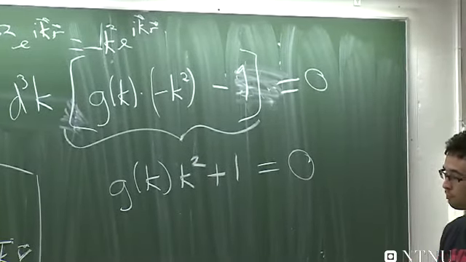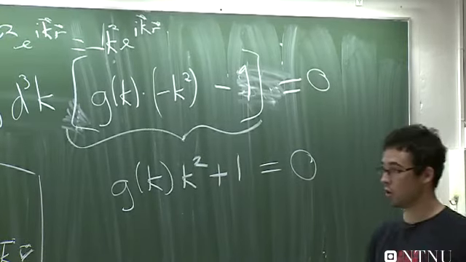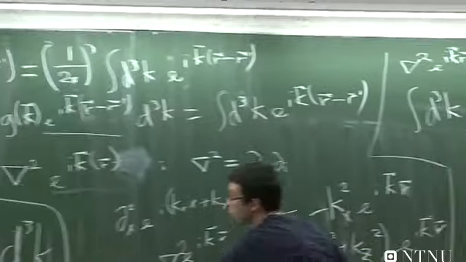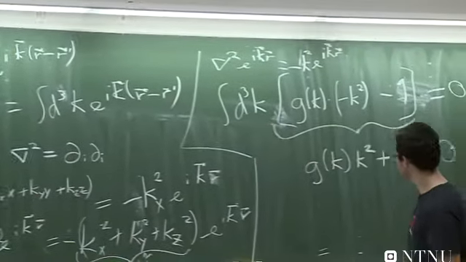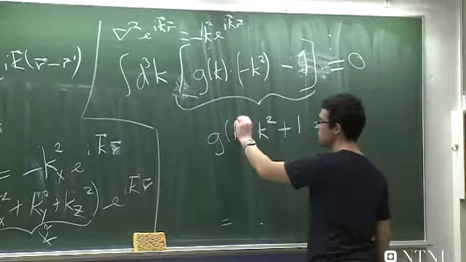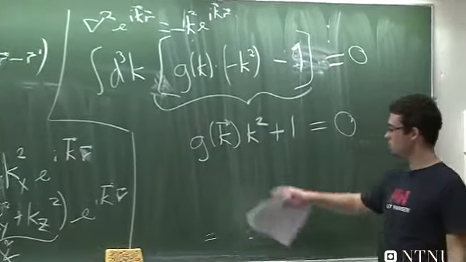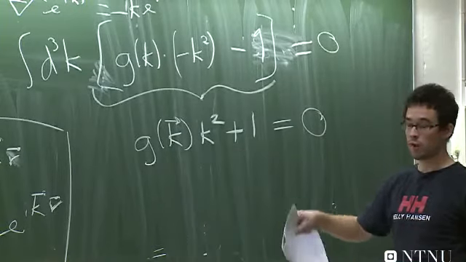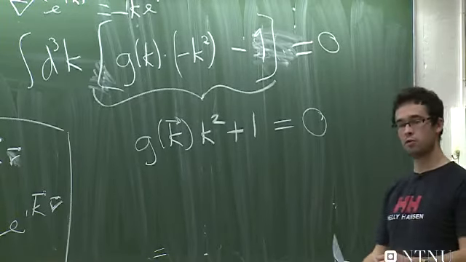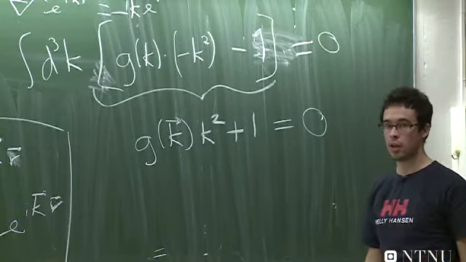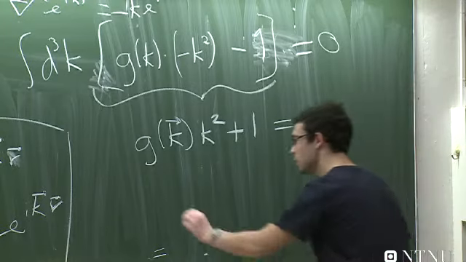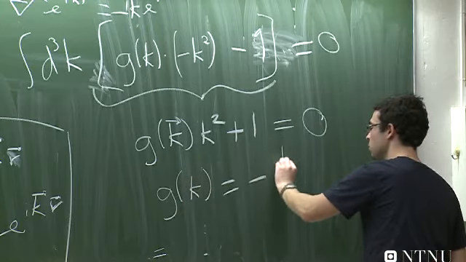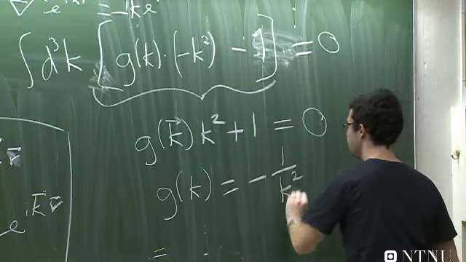So my original partial differential equation is now reduced to simple algebra. In principle, there should be a k vector here, but we see from this that the only dependency is on the length of k, which is to be expected, because we have spherical symmetry in real space, so you get that in Fourier space as well. So g of k is equal to minus 1 over k squared.